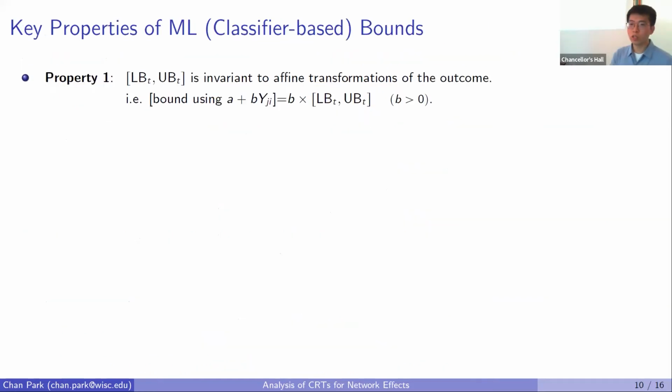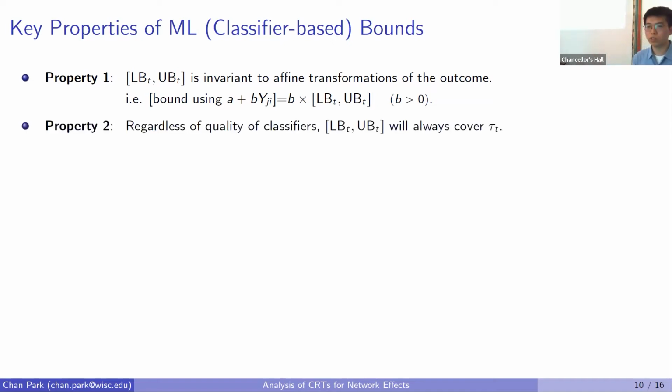I'm going to summarize the key properties of this methodology. The first property is that our methodology is invariant to affine transformations of the outcome. That is, if we construct the bound using the transformed outcome, where the transformed outcome is the original outcome multiplied by the scale factor B and shifted by a parameter A, the bound is still reasonable in the sense that the bound from the transformed outcome is the same as the original bound multiplied by the positive scale parameter.